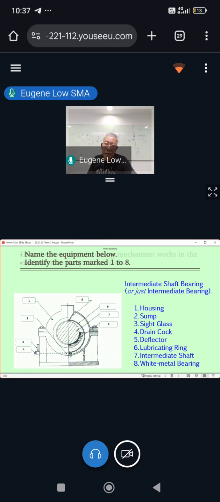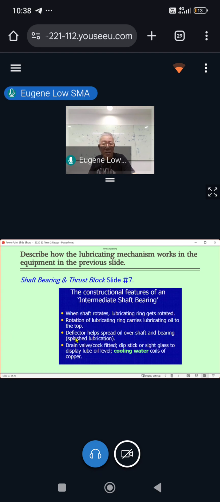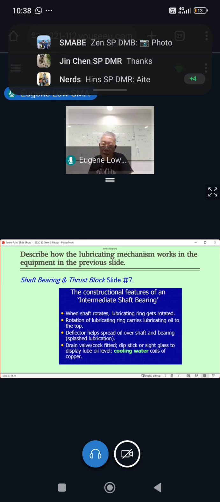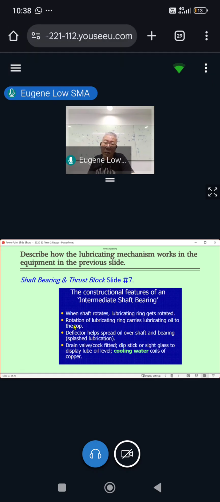Okay, next, how the lubricating mechanism works. In the equipment from the previous slide, which is the intermediate bearing, we are talking about the lubricating ring. This is how you describe it: when the shaft rotates, the lubricating rings get rotated. If you know how to answer this but labelled the lubricating ring incorrectly, you go back and change it. Okay, next, rotation of the lubricating ring carries the lube oil to the top.